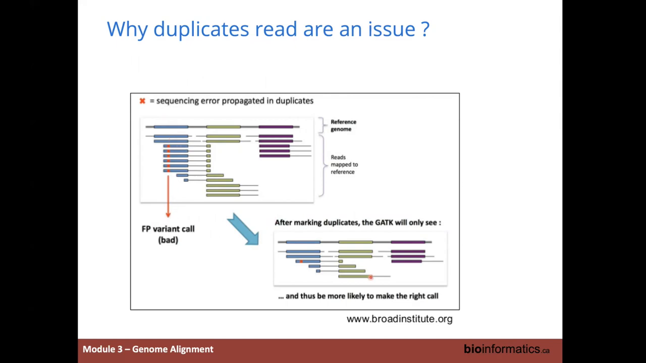Now I remove duplicates. Then I notice that all these reads are the same version of an initial fragment. So if I remove all of them except one, if I'm only keeping one version of each DNA fragment, I see a difference to my reference in only 1 out of 3. So now it's really less likely that I will call a variant at this position. It's really important to do this step to reduce the number of false positives in your data.